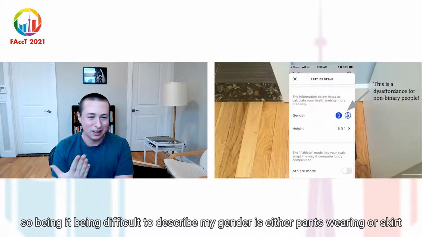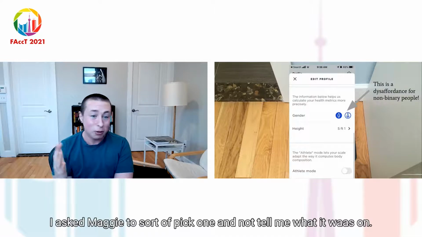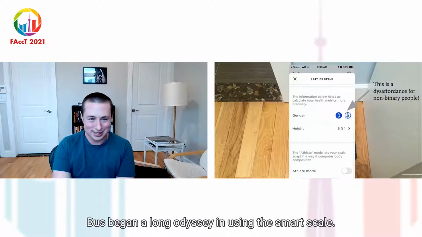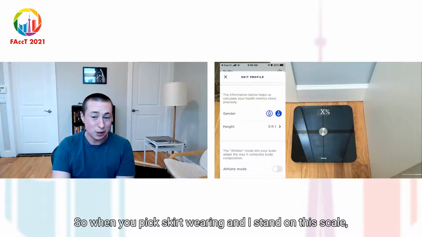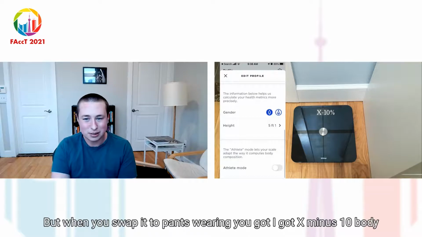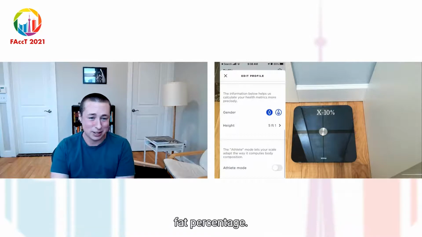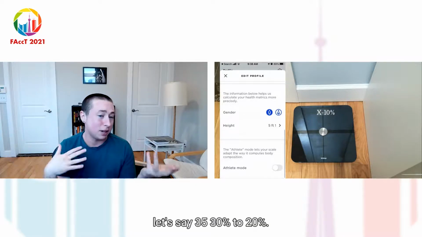So, being unable to describe my gender as either pants wearing or skirt wearing, I asked Maggie to pick one and not tell me what it was. And thus began a long odyssey in using the smart scale. So when you pick skirt wearing, and I stand on this scale, we get X body fat percentage. But when you swap it to pants wearing, I got X minus 10 body fat percentage. So it went down from, let's say, 30% to 20%.